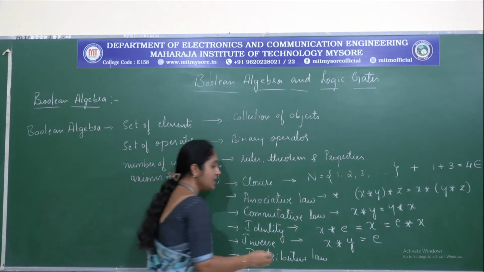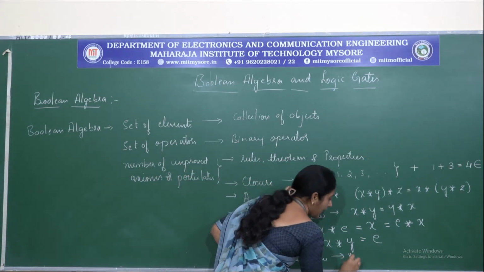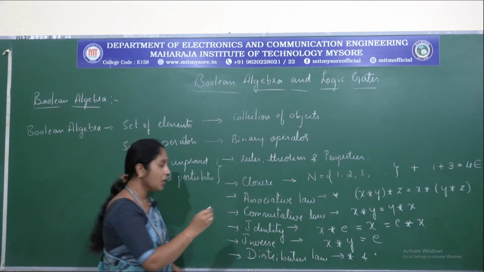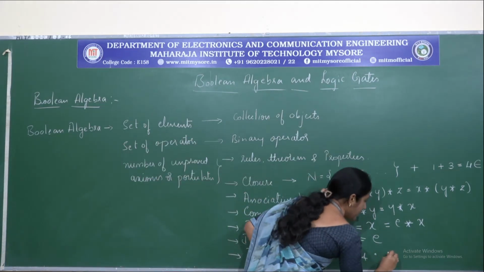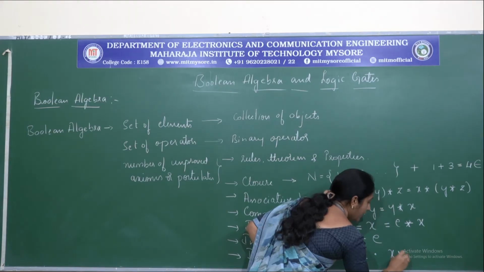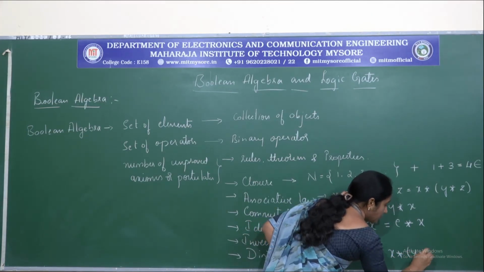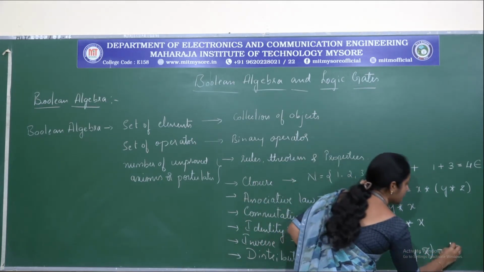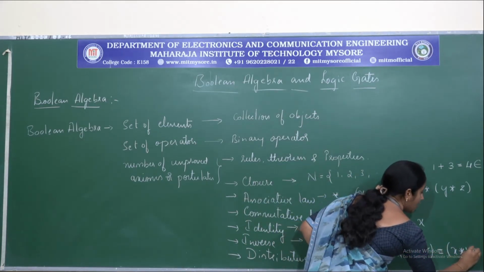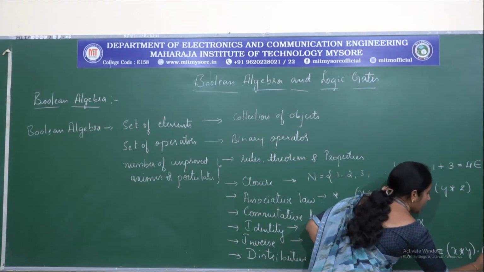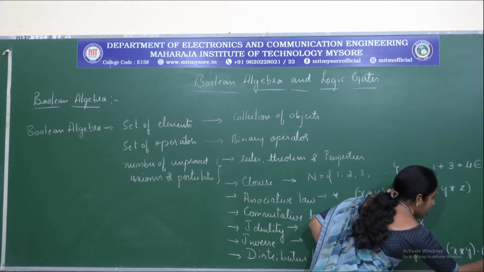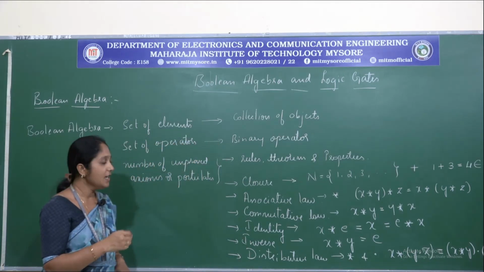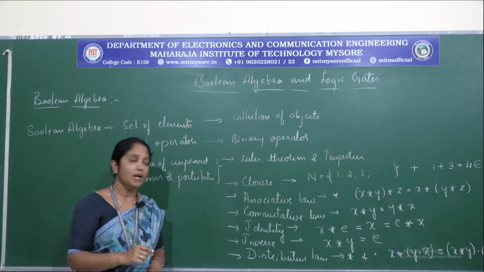Now if I consider there are two operators, star and dot, then the distributive law says that whenever we have the relation x star (y dot z) is equal to (x star y) dot (x star z), then we can say that star is distributive over dot.